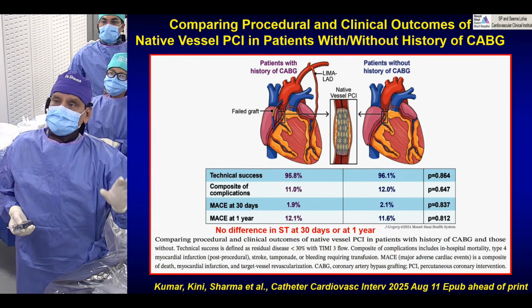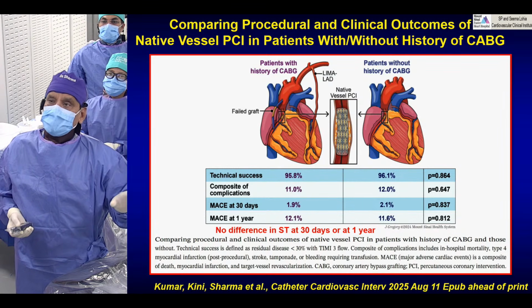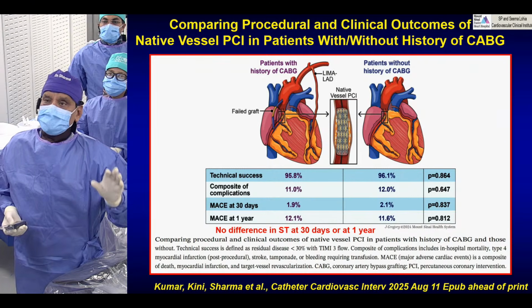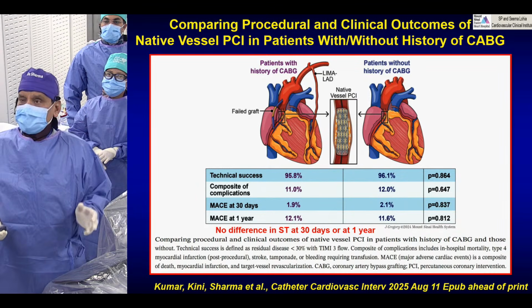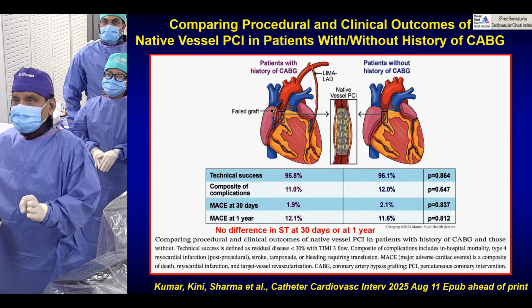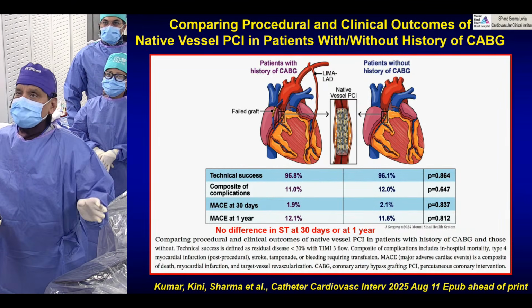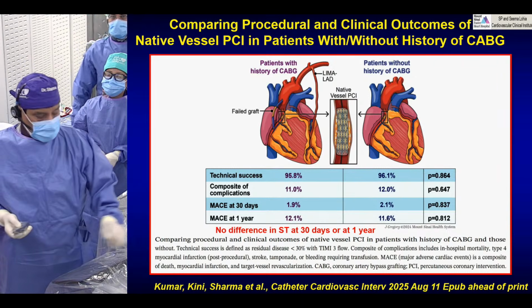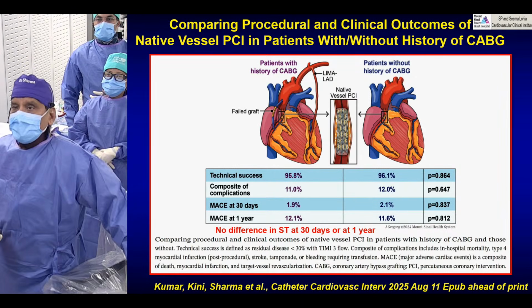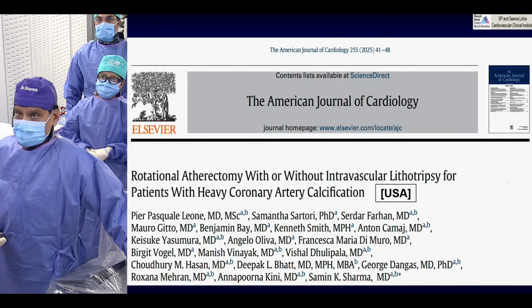Composite of the complications was identical, 30-day MACE was identical, MACE at 1 year was identical, no difference in stent thrombosis. So basically, it shows that in this day and age, we did have a higher rotablation use in the patients who have prior bypass occlusion compared to native, but overall the procedural outcomes and clinical outcomes were not different, as shown here.